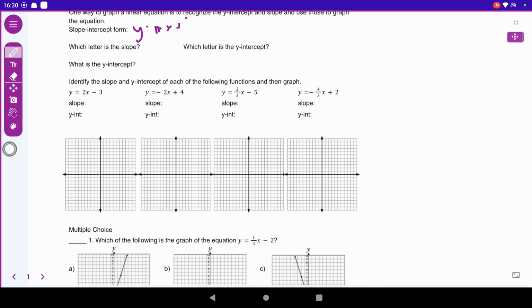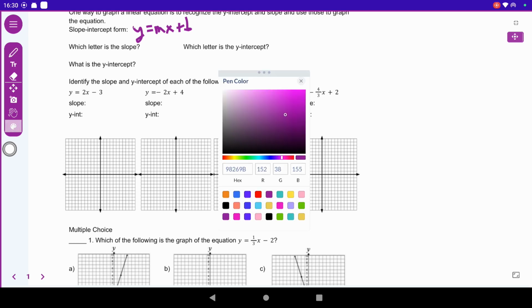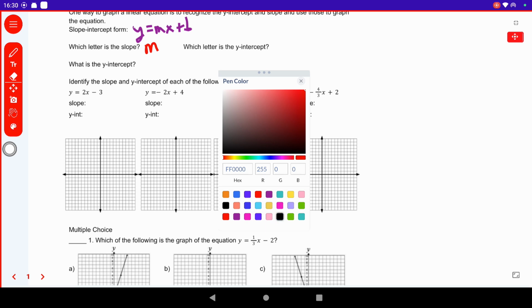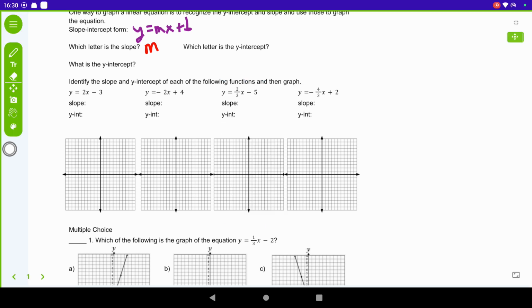And that is right, it is y equals mx plus b. But most importantly, what letter is the slope? And that is m. And then the other question is, what letter is the y-intercept? And if it's not m, it's b. But the question is, what is the y-intercept?